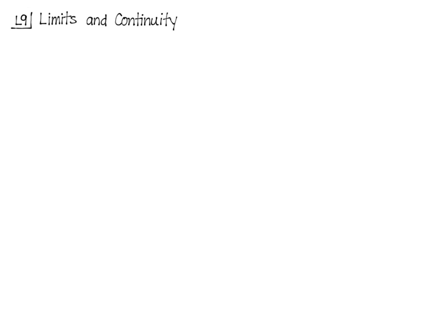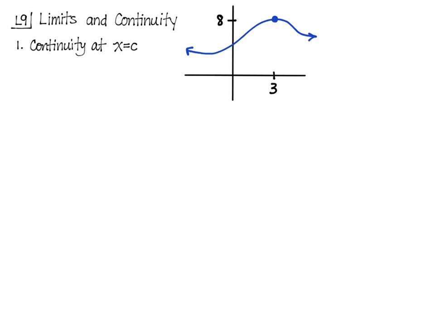This is Lesson 9 for AP Calculus, Limits and Continuity. We're going to be looking at a particular function or different functions and how they react at a particular value for x. So we're looking at continuity as x equals some particular value.